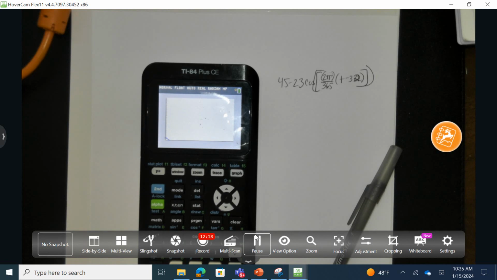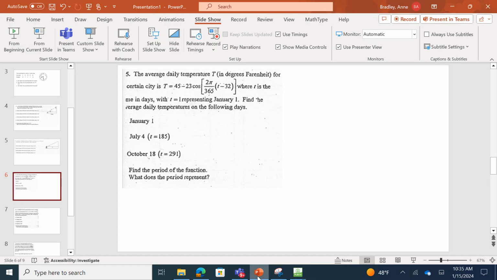And while this is graphing, I want to find January 1st. Well, I know January 1st is t equals 1. I want to find July 4th. I know that's t equals 185. I want to find October 18th. That's 291. And then I want to find the period and what does it represent. Okay, so let's come back to this graph.